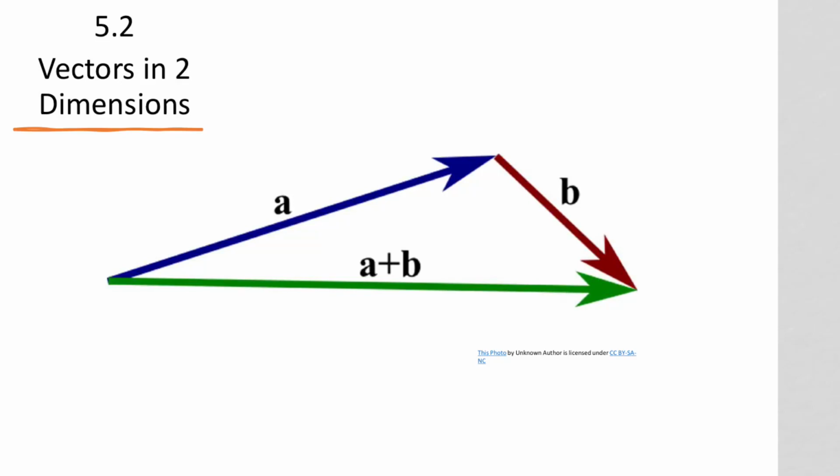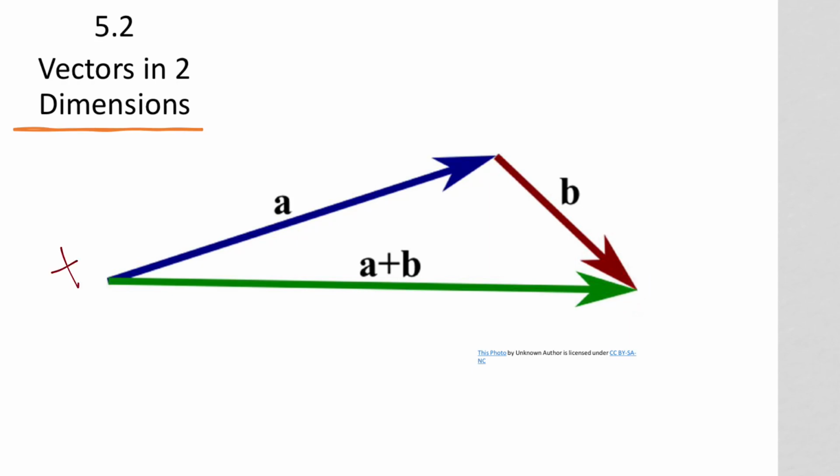So we're going to talk about what's meant by vector addition. Let's say we have a vector A and a vector B, and we want to calculate the vector sum, A plus B, which will be a new vector. So we arrange it in a tip-to-tail arrangement.